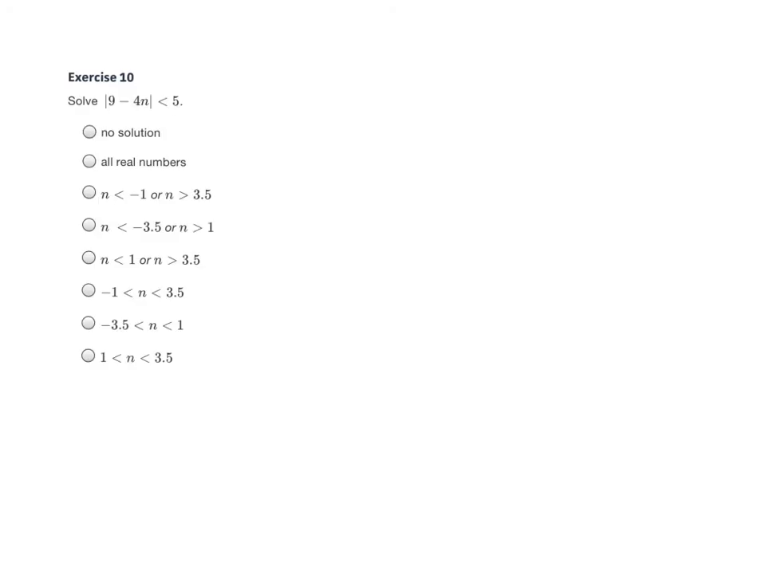Number 10. We've got absolute value of 9 minus 4n is less than 5. And we want to think this is a positive, so can this positive be less than 5? Sure. Let's go ahead and do this one. We would separate it as 9 minus 4n less than 5, and 9 minus 4n greater than -5.